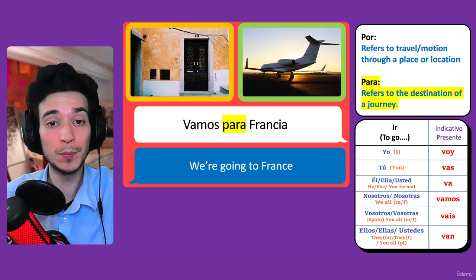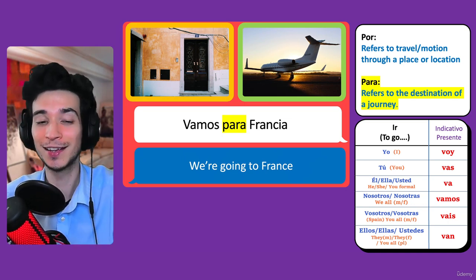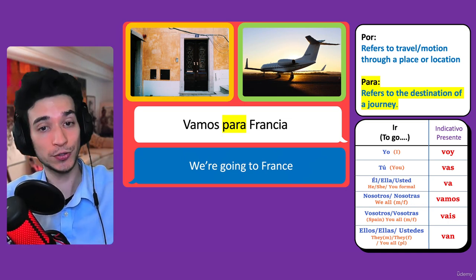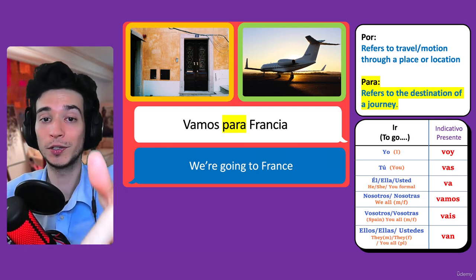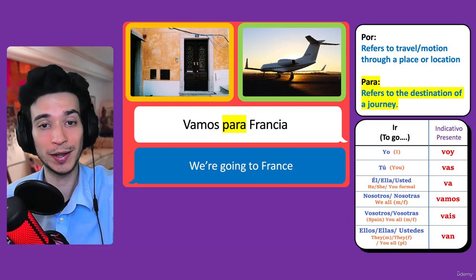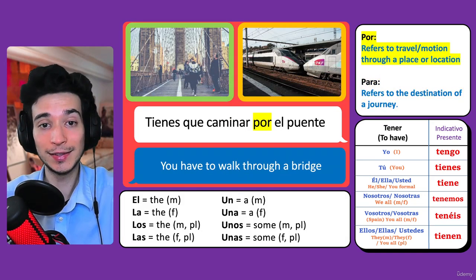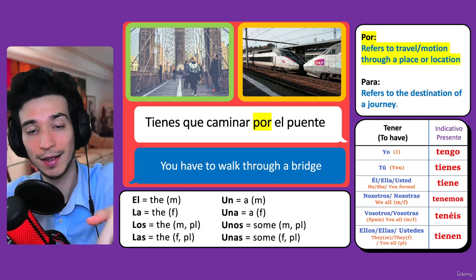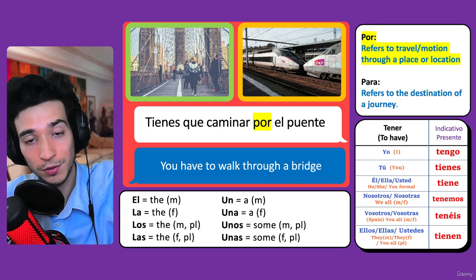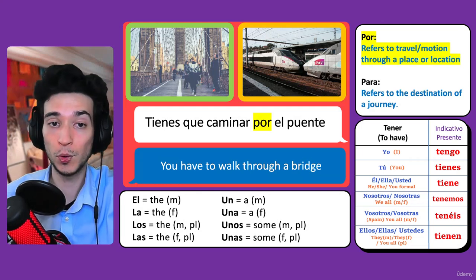You can also say vamos a Francia. Vamos a Francia. We're going to France. It means the same. Or vamos para Francia. Let's go to France. Or we're going to France. Vamos para Francia. Another example. Tienes que caminar por el puente. You have to walk through the bridge. Tienes que caminar por el puente.